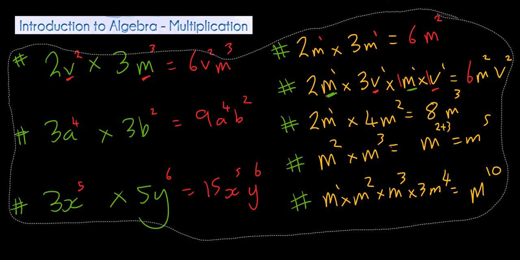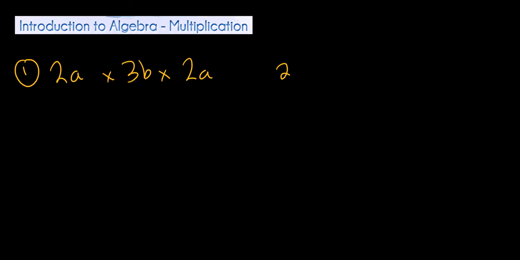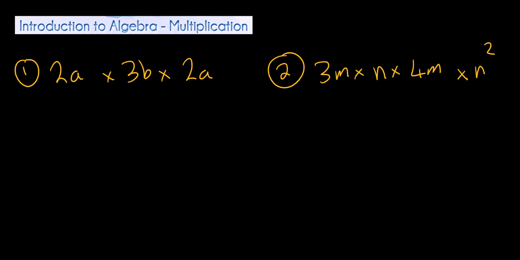Let's do 3 more examples and pause the video, and then you can have a go at doing an exercise. Okay, so pause the video. Let's do 2a times 3b multiplied by 2a, and let's do 3m times n times 4m times n squared. So pause the video and have a go at doing these.